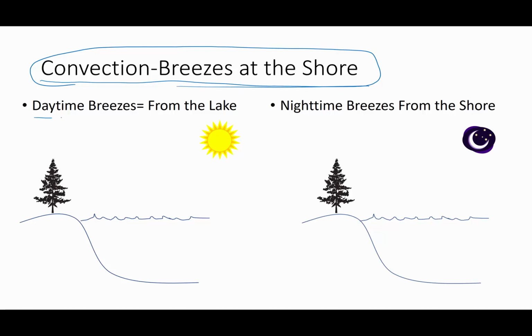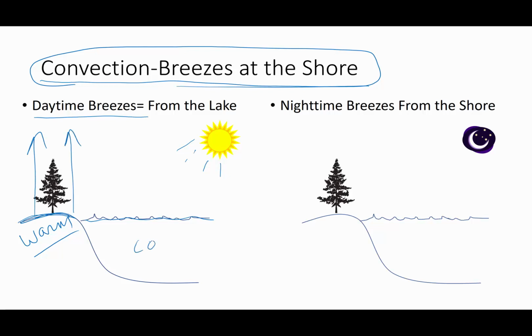So let's talk about what happens here at the lake shore on a nice sunny day. And this is supposed to be my lake over here. Water, as you know, has a very high specific heat. So as the sun beats down on a nice hot summer day, the water is going to heat up more slowly, and the land is going to heat up more quickly, and the land is going to get warm. Because the land is going to heat up more quickly, the air above it is going to get warm, and hot air is going to rise.